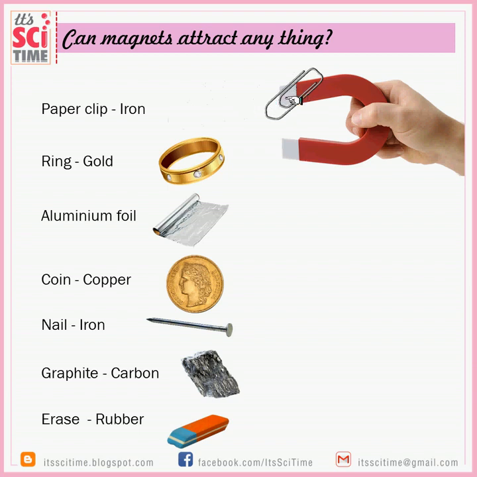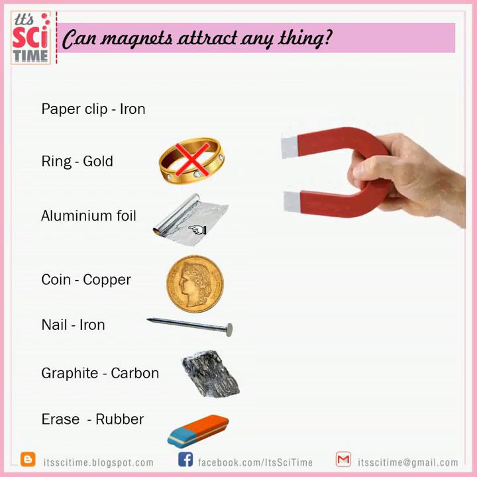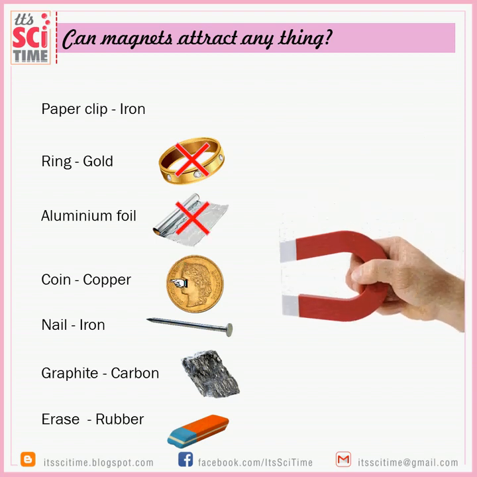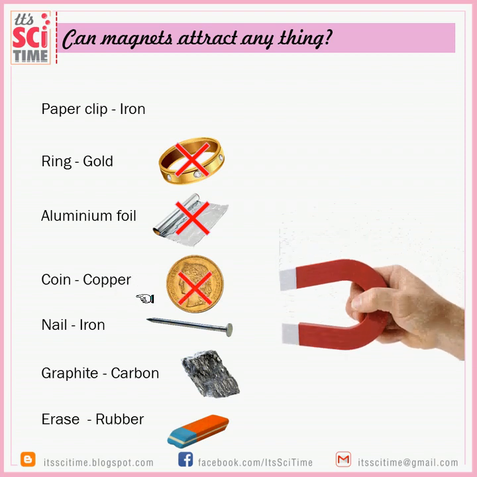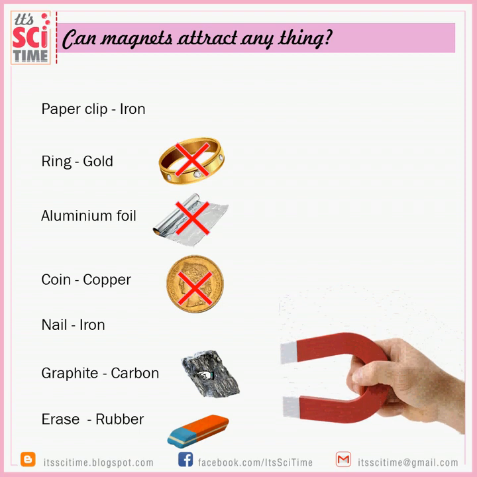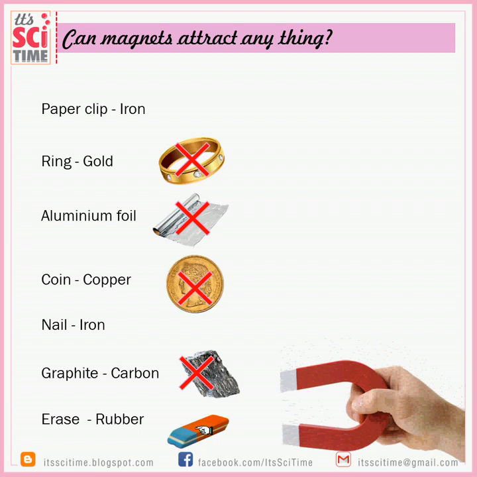Paper clip: yes, paper clips usually attract to magnets. What about gold rings? No, it doesn't attract. Then aluminium foil: does not attract. A coin, which is made of copper, does not attract. An iron nail: yes, it attracts. Graphite contains carbon and does not attract. Finally, a rubber eraser: never, it doesn't attract. So only two things attracted, the paperclip and the nail. Both are made of iron.